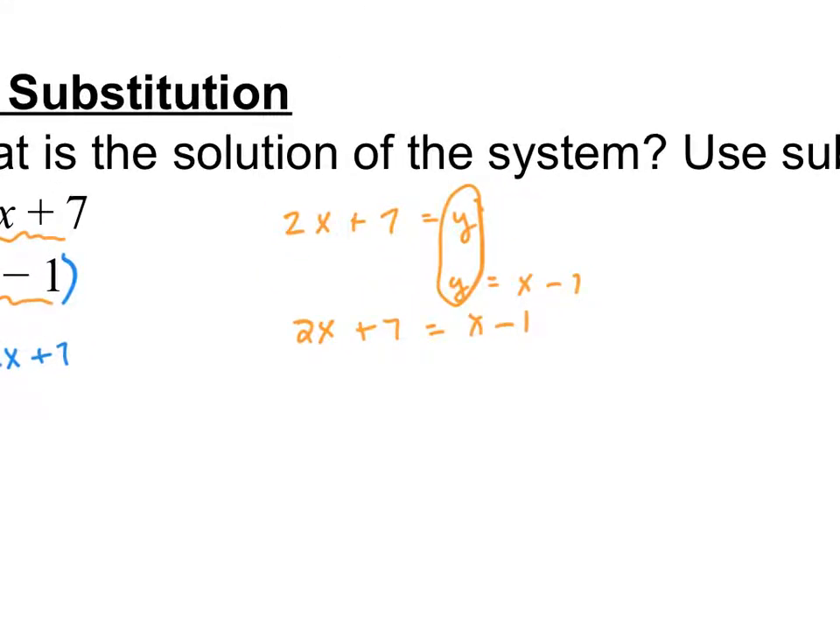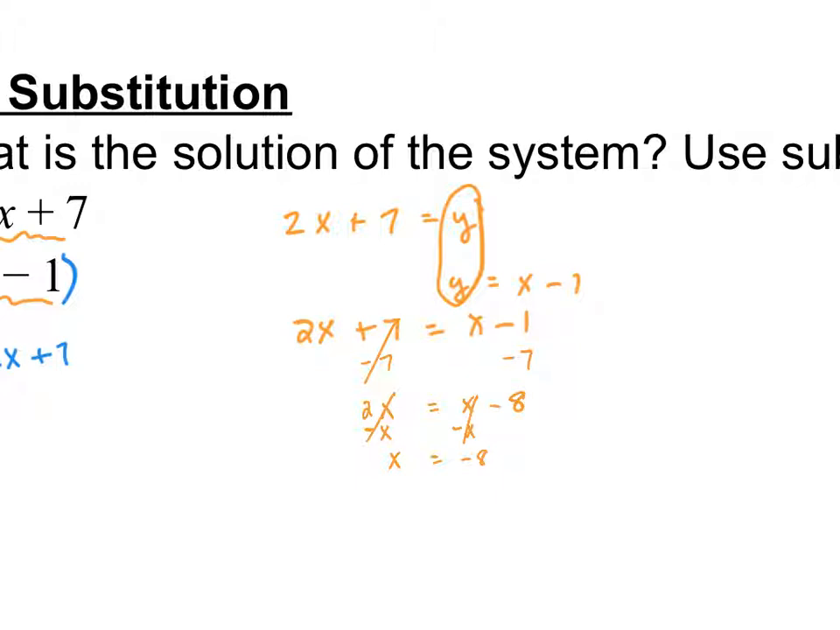So in order to solve, we need to combine like terms. I'm going to go ahead and subtract 7 from both sides to zero that out. So I'm going to end up having 2x is equal to x minus 8. I'm going to continue to combine like terms and move my variable over to the other side. So 2x minus 1x is x, which is going to be equal to negative 8.